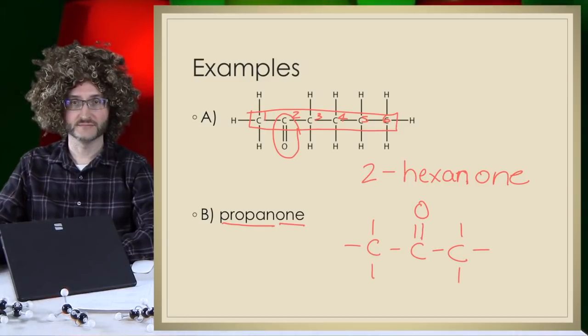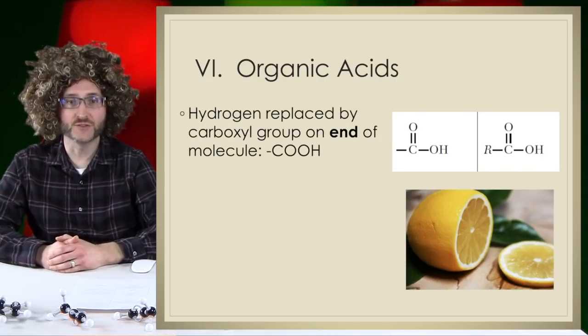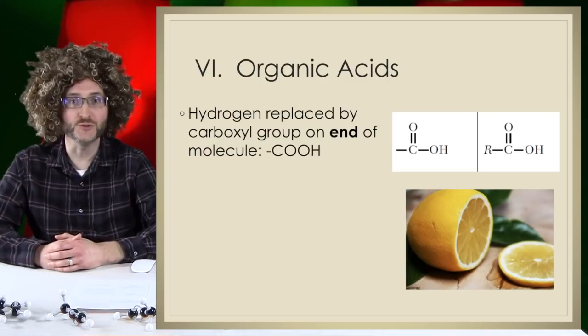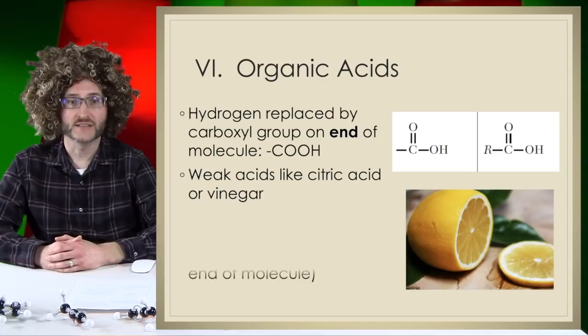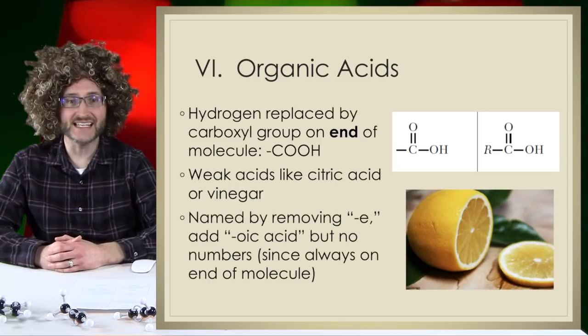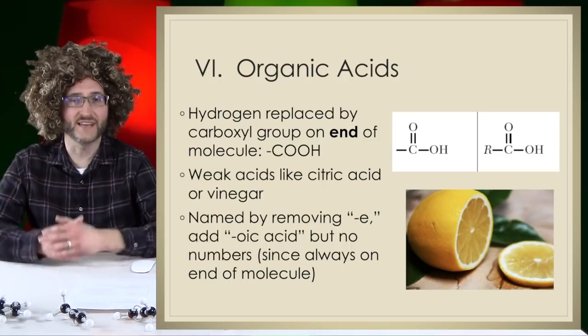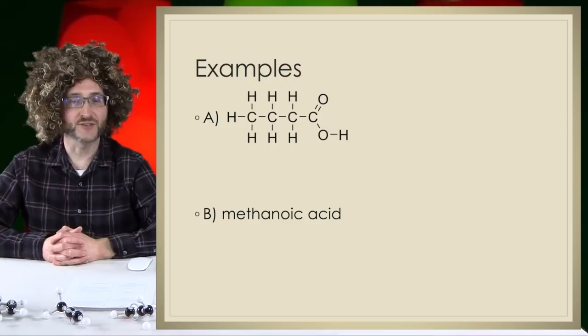Very good. Organic acids. Hydrogen replaced by a carboxyl group on the end of the molecule, COOH. Cool. These are weak acids like citric acid or vinegar. They're named by removing the E, adding oic acid, but no numbers since it's always on the end of the molecule. All right, let's do some examples of organic acids.